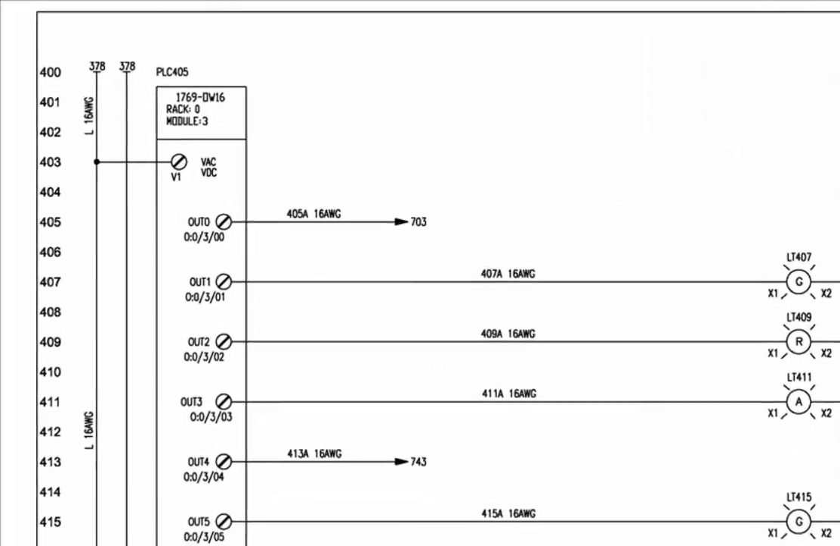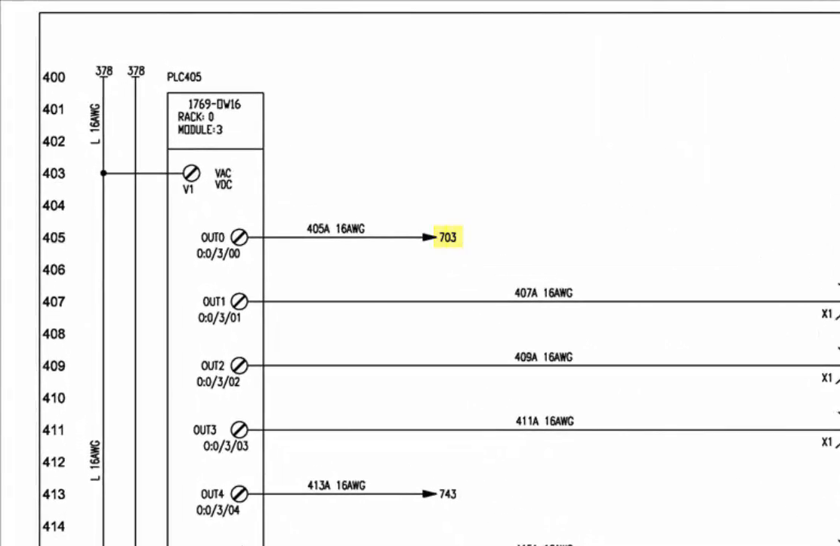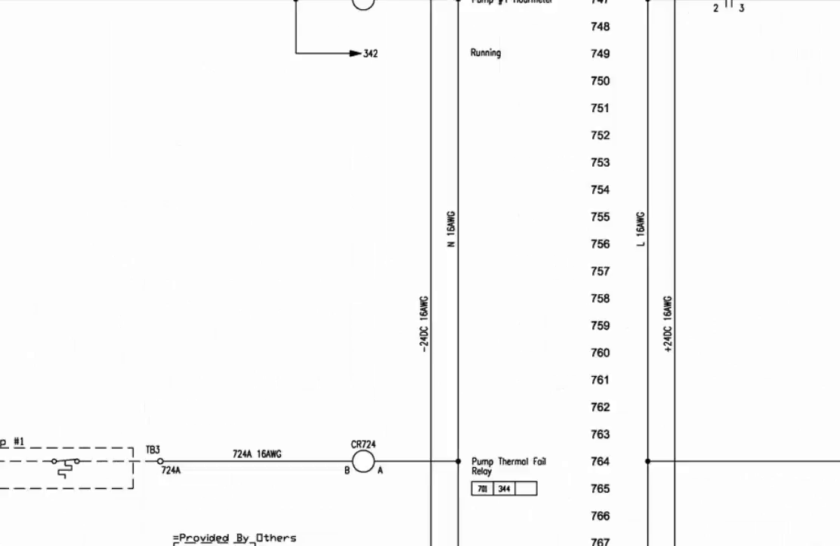So for example here, we have 703. So this means we should go to sheet 7, and then we find line 703.